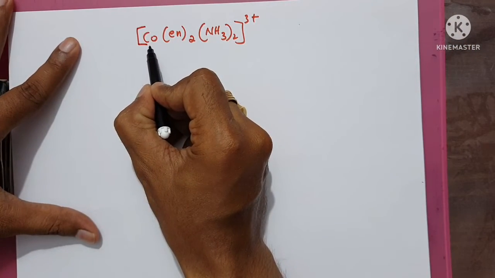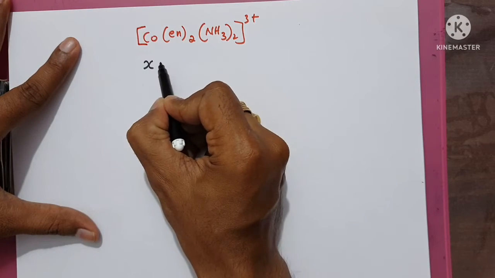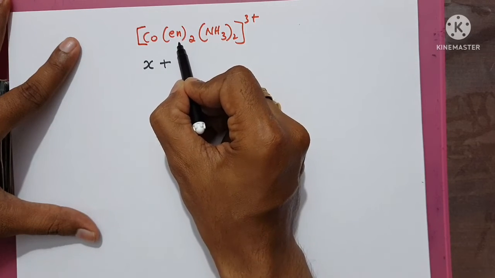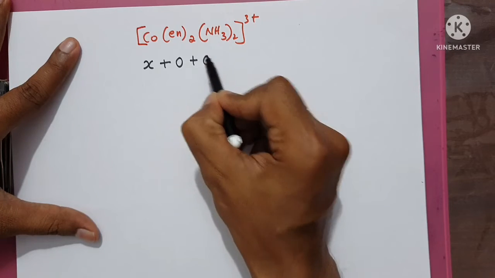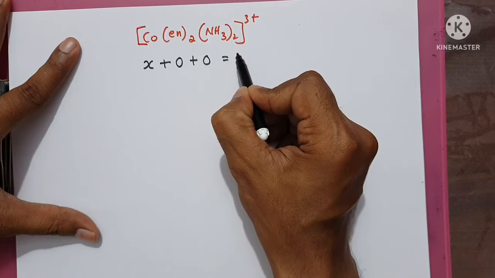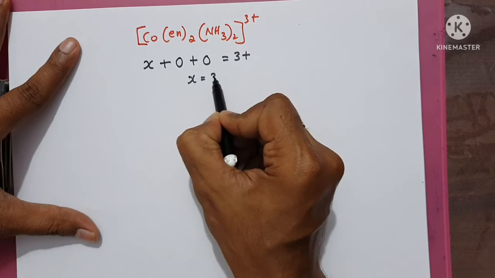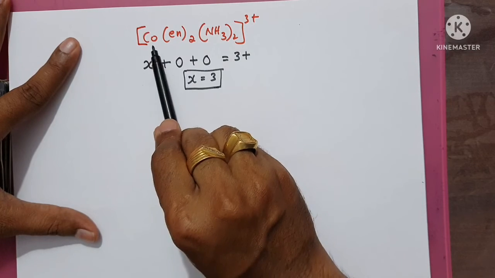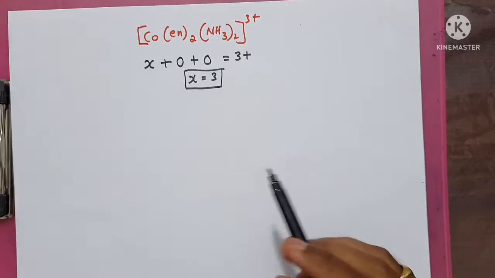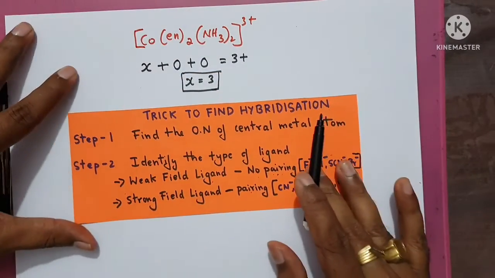Let us consider the central metal atom cobalt as X, plus the ethane-1,2-diamine is neutral with a 0 charge, and NH3 also has a 0 charge, and that is equal to the overall charge of plus 3. Therefore, X is equal to 3, the oxidation number of the central metal atom cobalt. Step number 1 has been followed.